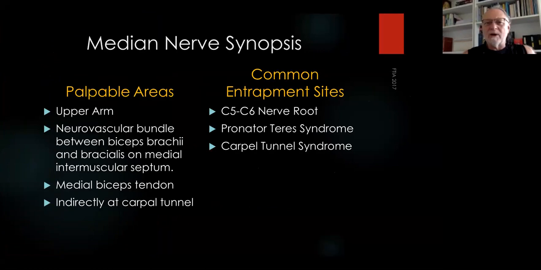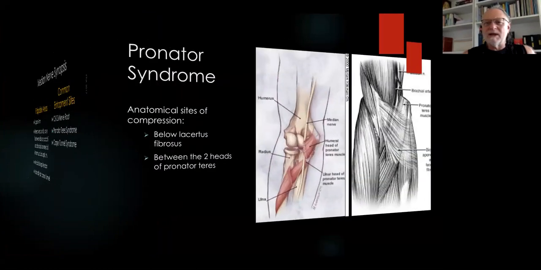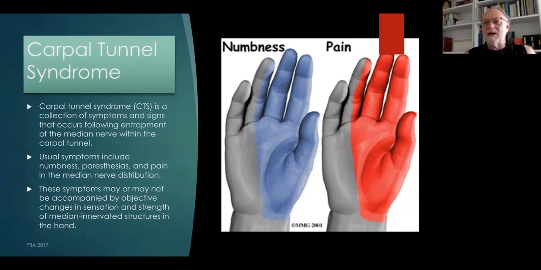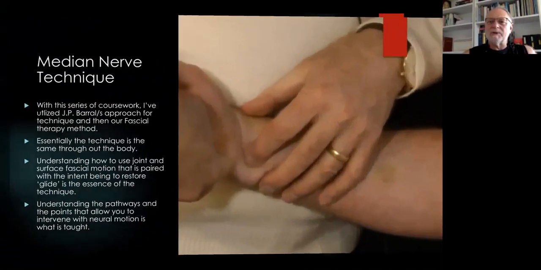Then we'll look at where the median nerve is. Normally you catch the median nerve at the carpal tunnel, but you can also catch it as it threads through the pronator teres, and that's called pronator syndrome. So we'll look at a few other syndromes that are associated with the pathway, the journey of the nerve through the peripheral body, and carpal tunnel, of course, is one, so we'll touch on carpal tunnel.